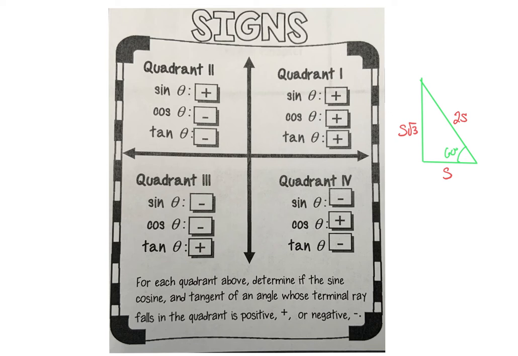But let's talk about what happens when you have your tangent. What is tangent in SOHCAHTOA? Opposite over adjacent. Right. So we have sine, which is opposite over hypotenuse, and we have cosine, which is adjacent over hypotenuse, and then we have tangent, which is opposite over adjacent, all right?